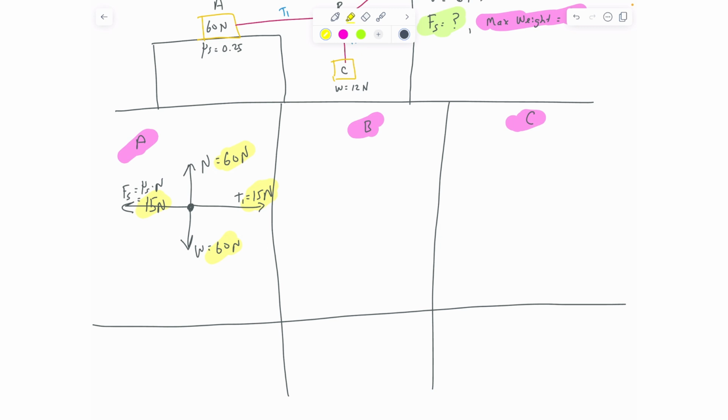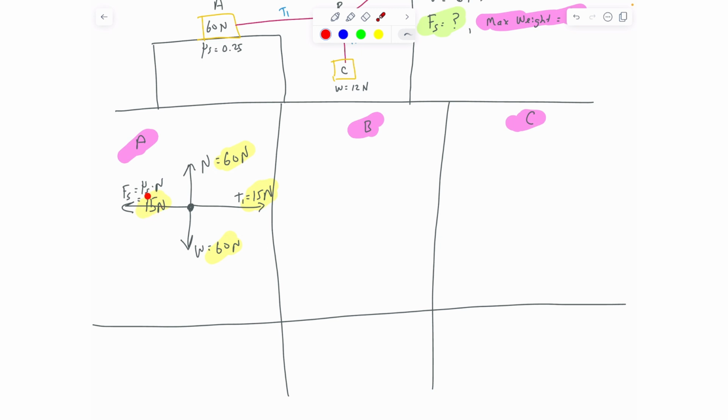So now I've solved A. These are all the forces on A: 60 on top, 60 on bottom, and then 15 to the left and 15 to the right. So everything is nice and equal. It's not moving, and it's true, it's not moving. Now something I want to really bring up here. This 15 newtons right here is actually the maximum force that can be applied to this object.